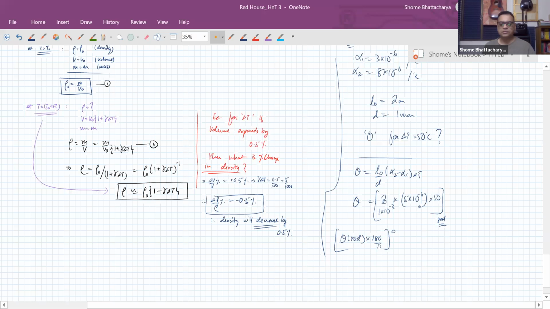So this, as you can see, will become 10 raised power minus 5 plus 3. So 10 raised power minus 2 into 50. So that's going to be half a radian, 0.5 radians. So that's going to be, so you can say, it'll be some 20 something degrees. If I'm not mistaken, around 26 degrees or something like that.